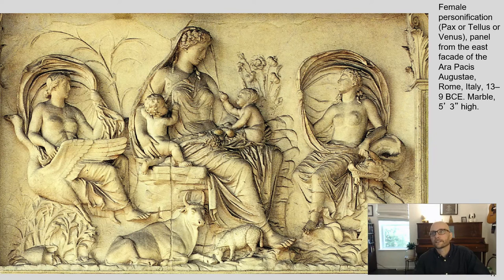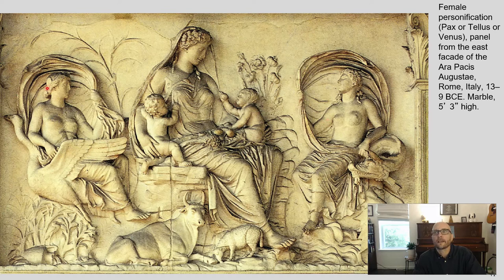And so we see this in the form of this goddess, and there's debates on who this goddess is. Some say she's Pax or Peace or Tellus, which is Earth, or Venus. It doesn't really matter. I mean, leave that to the experts to debate, but what's important is what she represents here. And this is this idea of fertility and bounty. Here she is with two children who either directly reference the founders of Rome, Romulus and Remus, or they allude to Romulus and Remus.